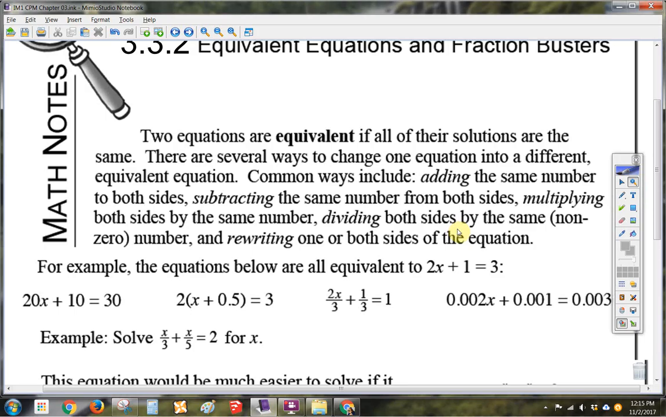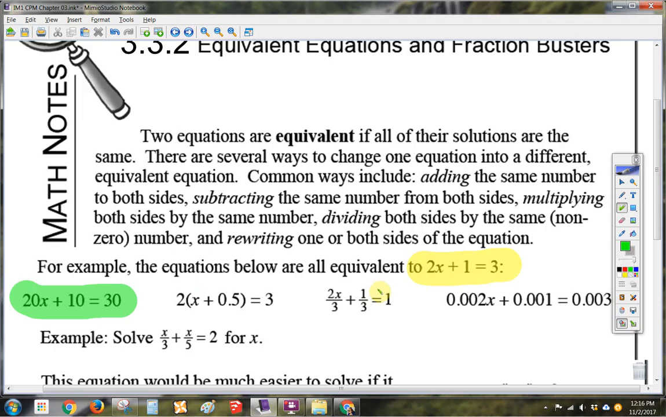For example, the equations below are all equivalent to 2x plus 1 equals 3. So let's figure out how that is. To go from 2x plus 1 equals 3 to 20x plus 10 equals 30, we would multiply this all by 10. So if we multiplied it all by 10, that becomes 20x plus 10 equals 30, which is what we have right here.